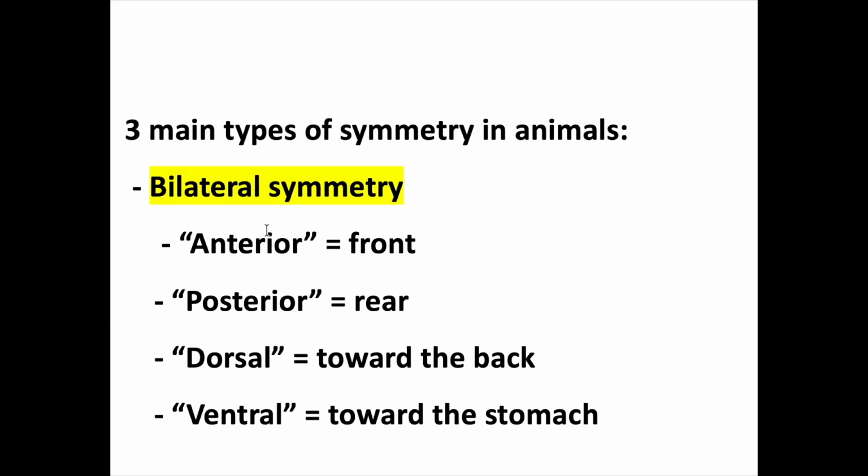These are terms that we see in bilaterally symmetrical animals. Anterior is front, posterior is rear, dorsal is toward the back, ventral is toward the stomach.